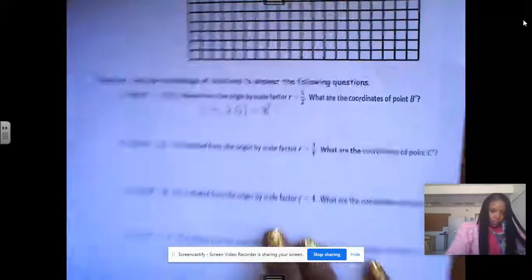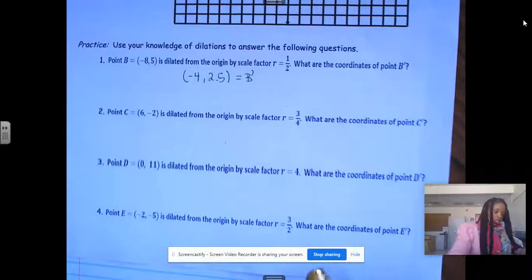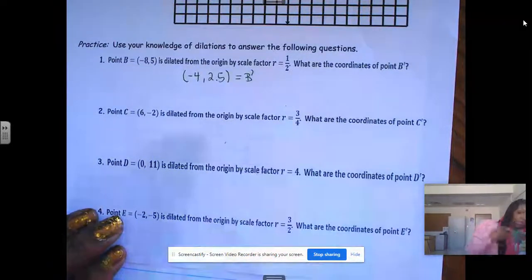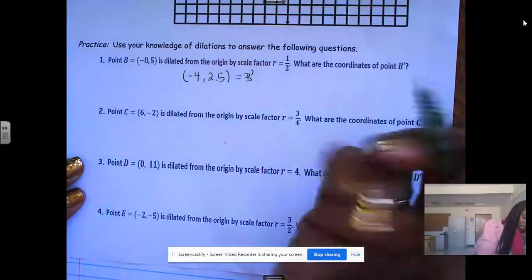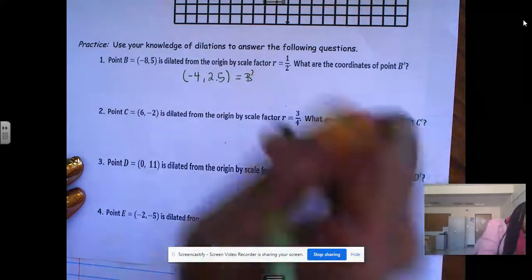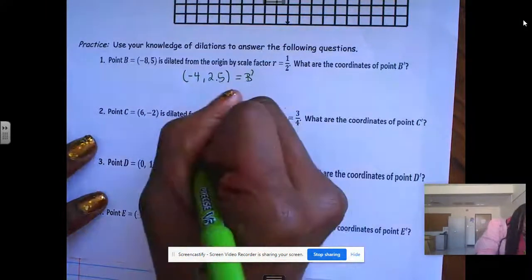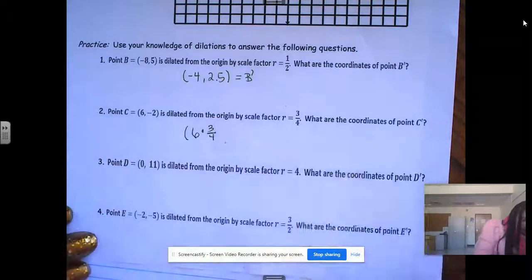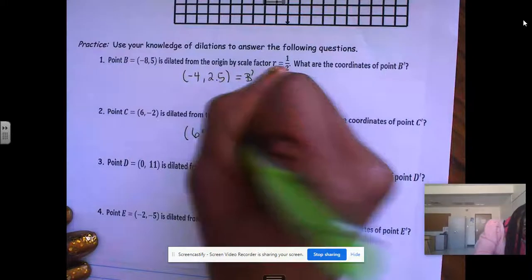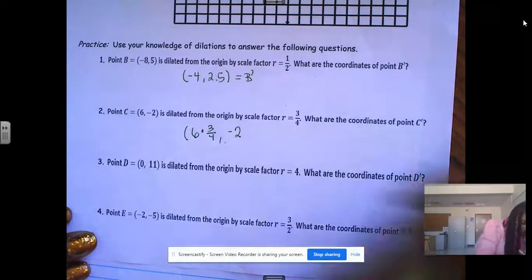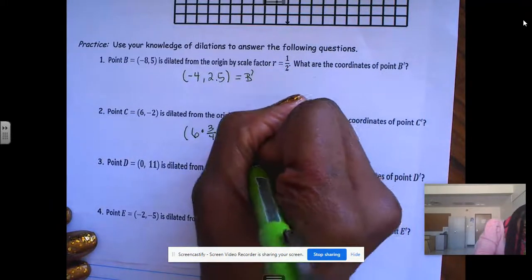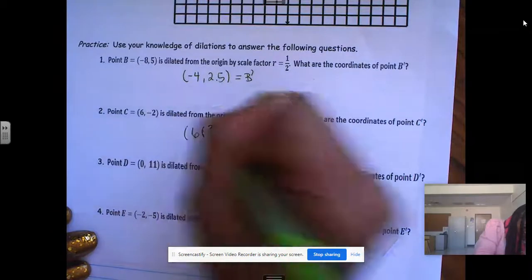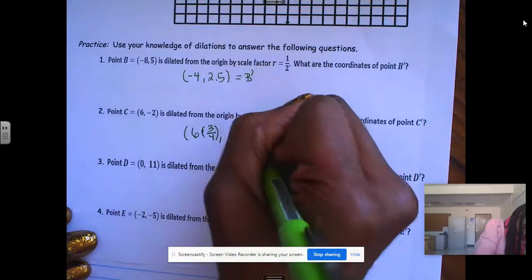Okay. This one, you are multiplying by 3/4. So I'm going to actually just write this out because I don't know what it is just offhand. So what I'm going to do is take my 6 and I'm going to times it by 3/4. And then I'm going to also take my -2 and I'm going to times that by 3/4. I should do it in parentheses because I taught you how to do things in parentheses.